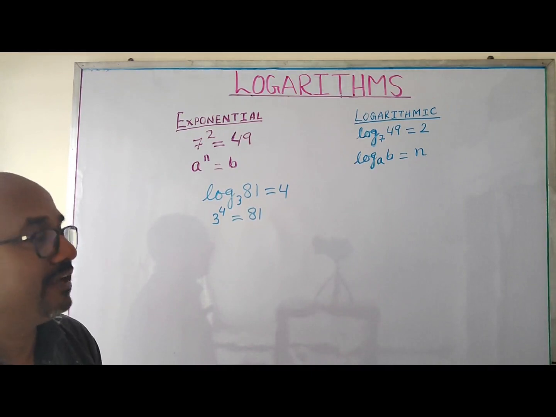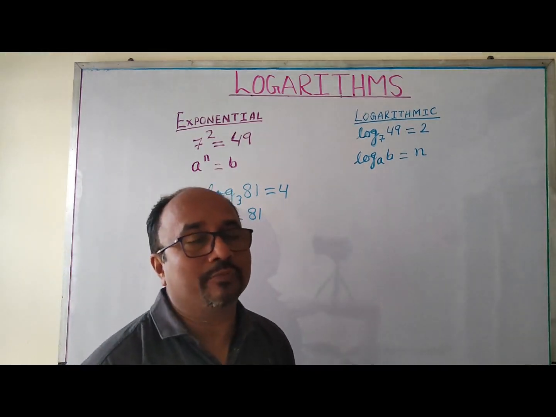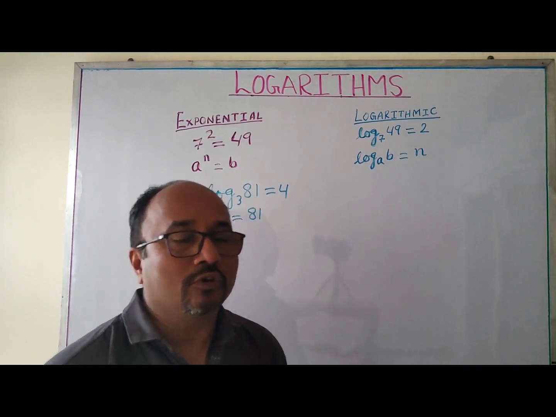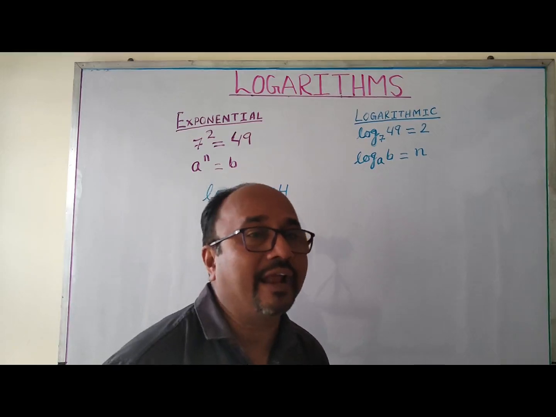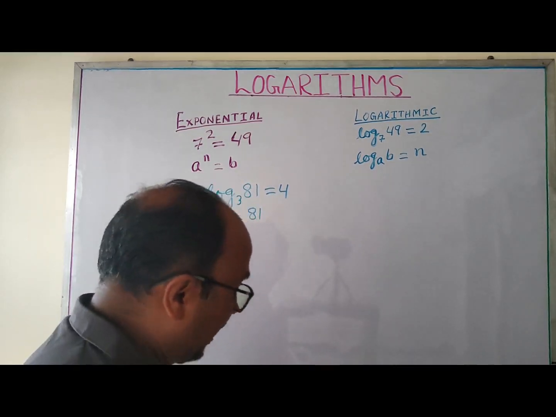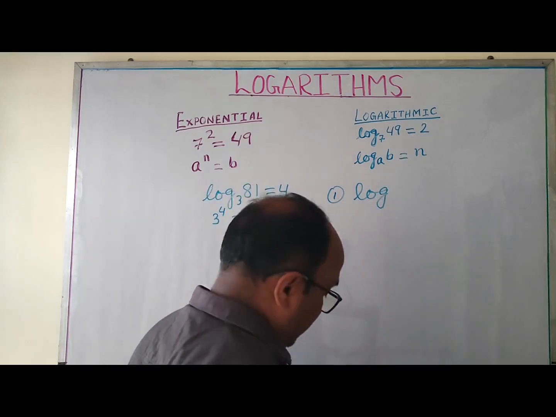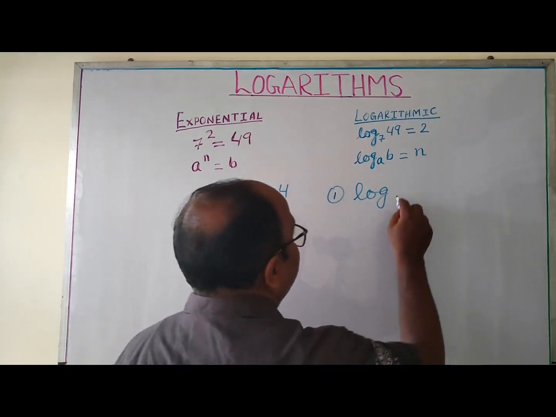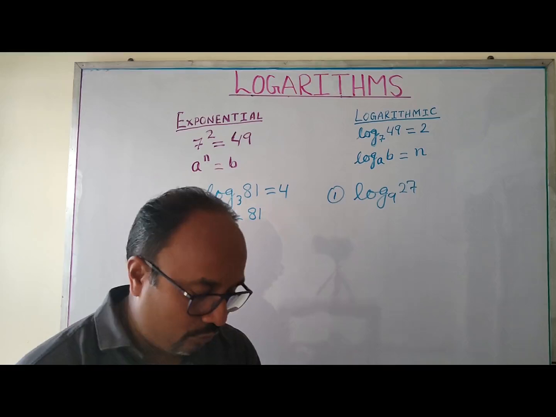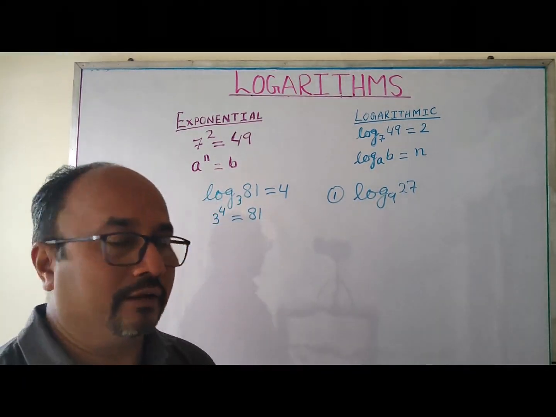Now the question will arise, what happens when with the log the numbers are not simple and we need to know the value of that log? Okay, so let us take a condition like that and deal with it. For example, if you are asked to find the value of log 27 to the base 9, what do you do then?